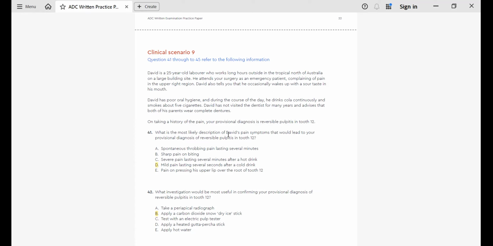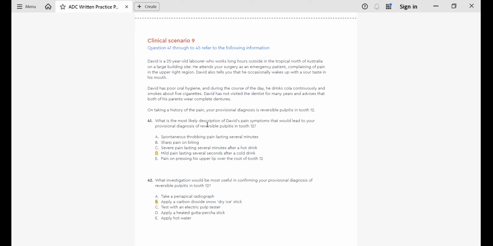What is the most likely description of David's pain symptom that would lead to your provisional diagnosis of reversible pulpitis in tooth 1-2? A mild pain lasting several seconds after a cold drink. Again, the question is so clear. It says, what would be the likely description of David's pain symptoms based on your provisional diagnosis of reversible pulpitis?